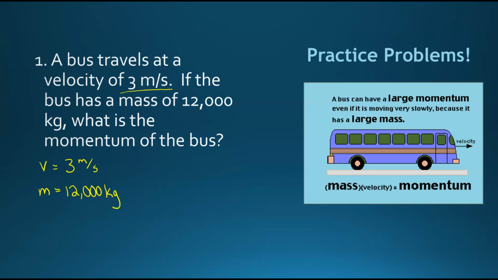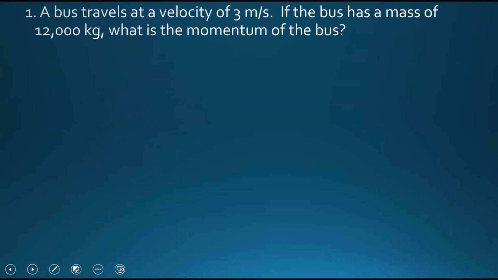It asks us, what is the momentum of the bus? So we're looking for P. We're looking for momentum here. So to calculate momentum, we know V is 3 meters per second. M is 12,000. This is a pretty massive bus. Kilograms. We want P. We're going to look for our formula that has P and M and V.